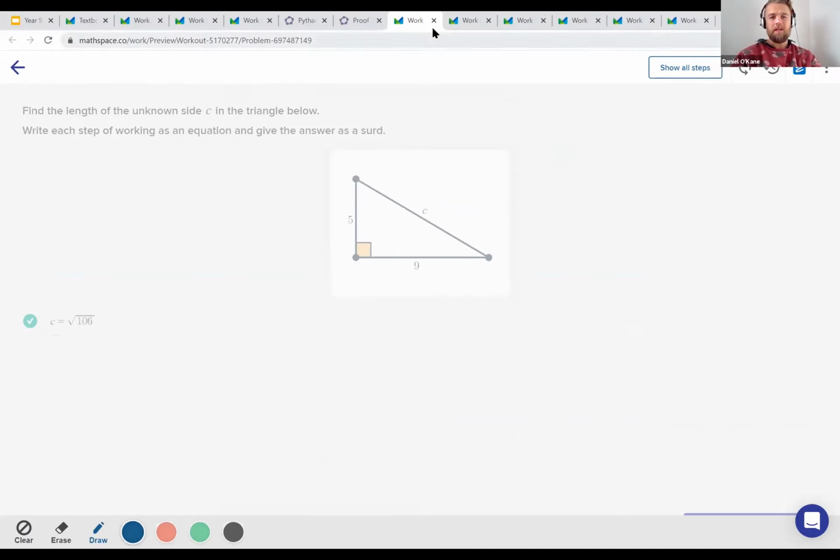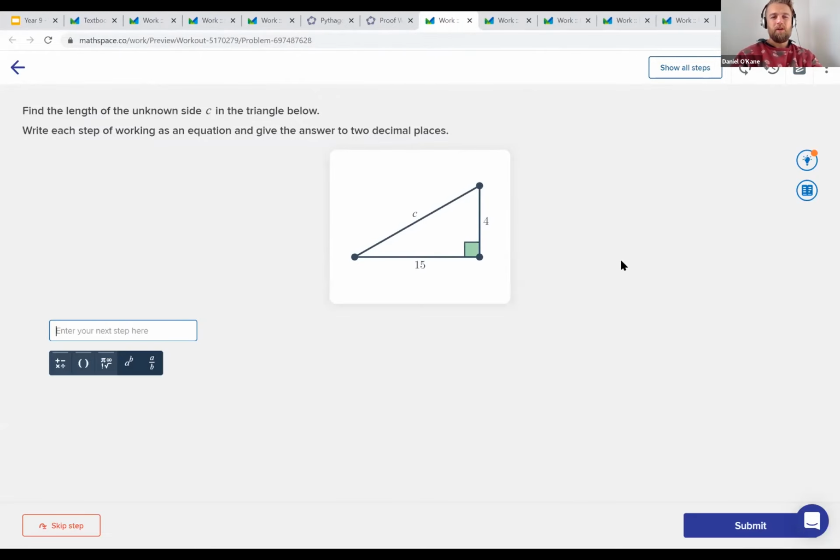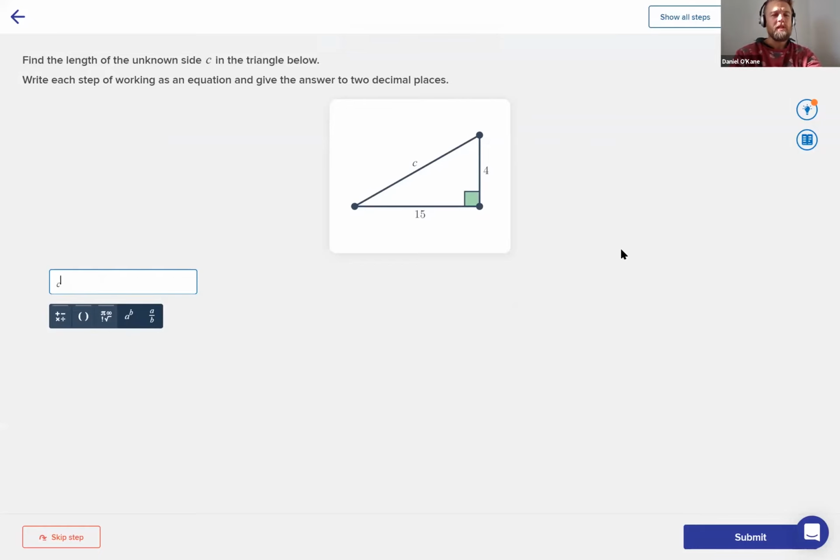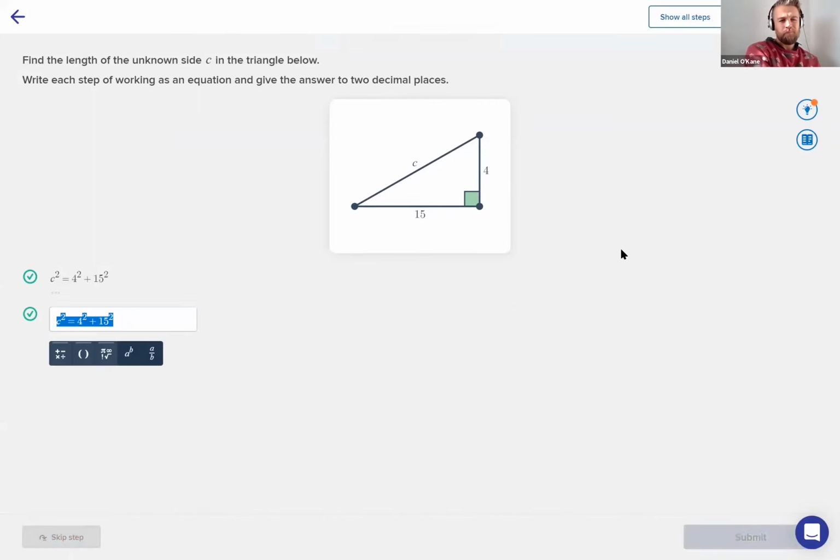Okay, moving on to the next question. This is an example where, rather than answering as a surd, we're asked to give the answer to 2 decimal places. So using Pythagoras' theorem, the square of the hypotenuse is going to be the sum of the squares of the other 2 sides. So 4 squared and 15 squared evaluated together.